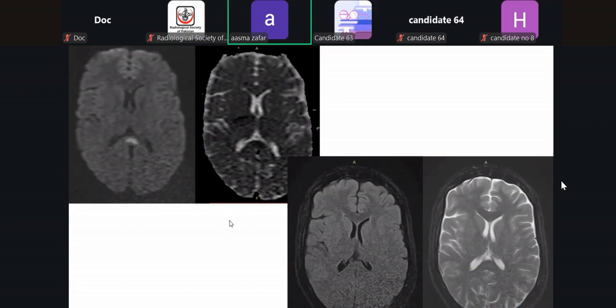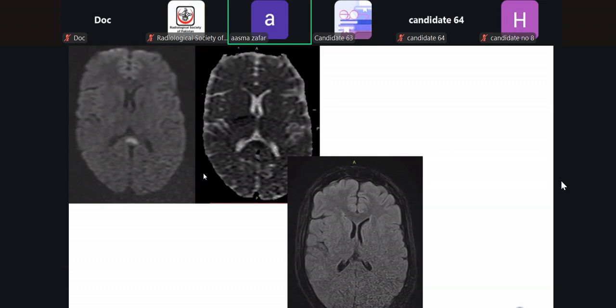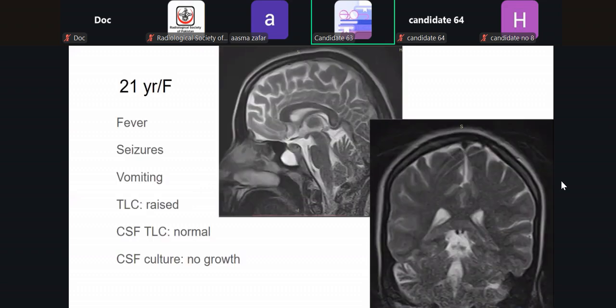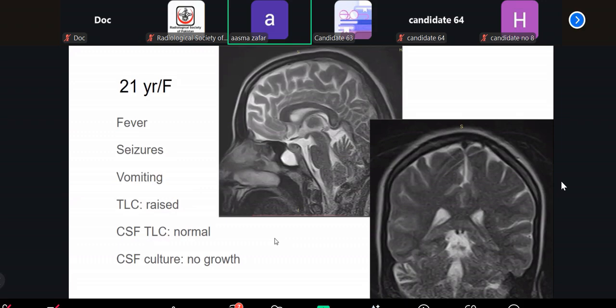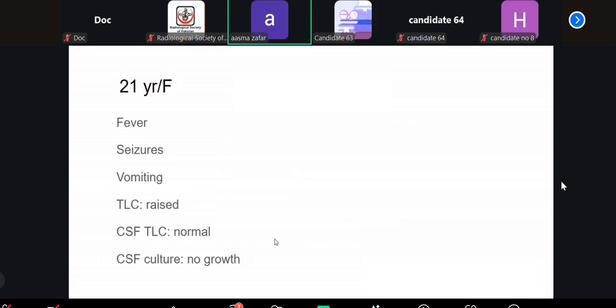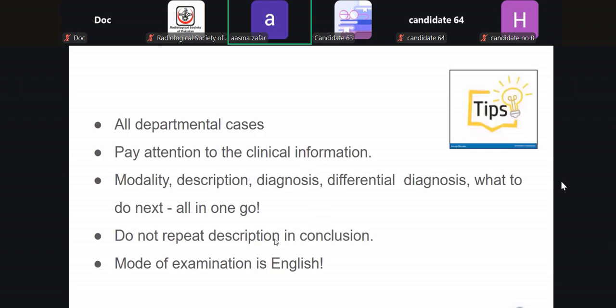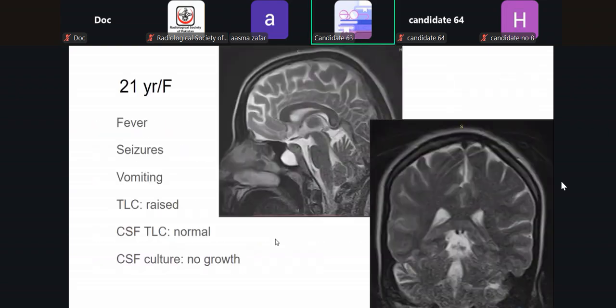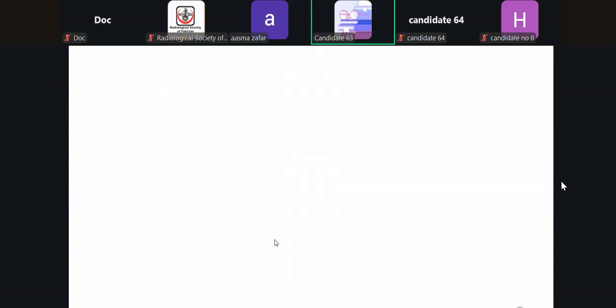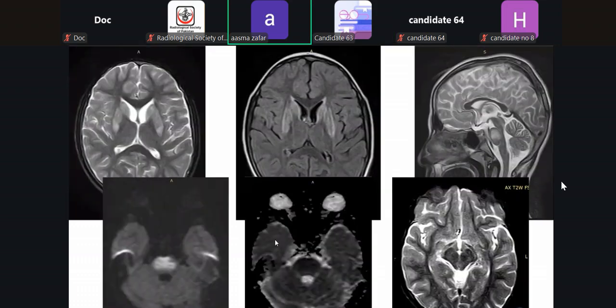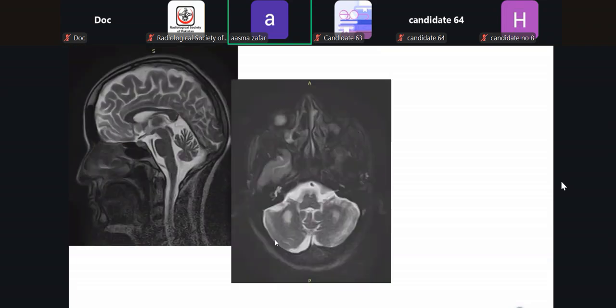So this is also reversible. You could have said differentials of focal infarct, but infarcts of the corpus callosum are very rare. So you can follow them up. The etiology was seizures. They will go away with control of seizures. Okay, let's move to the next candidate. We have to be really quick.